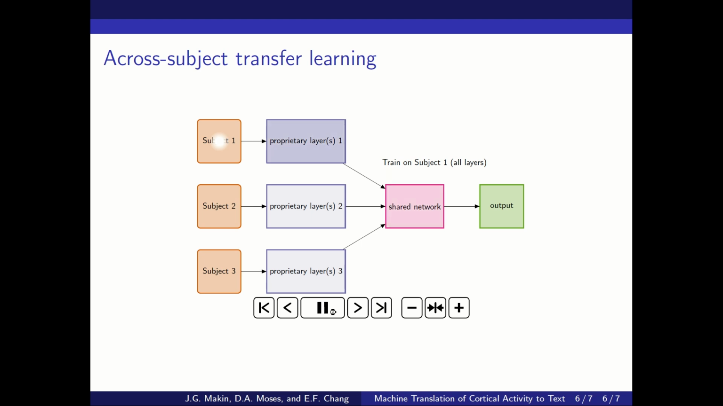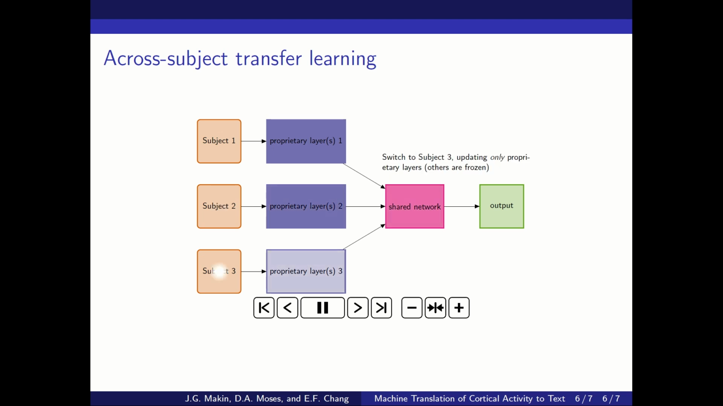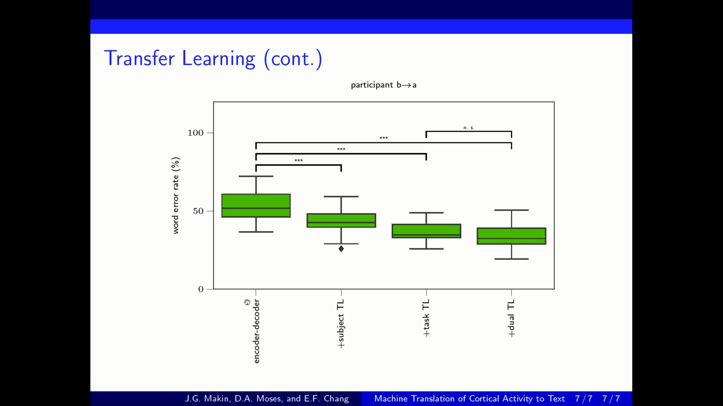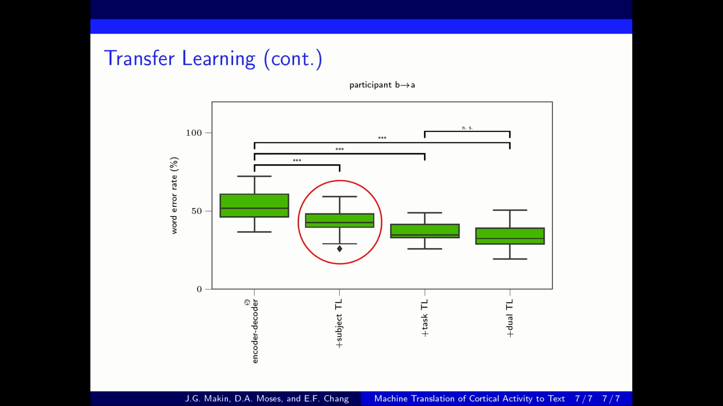Is it possible to pool data across subjects and achieve better results? For example, we might assign each participant a proprietary layer in the network, but train a common portion under all participants' data. And indeed, this subject transfer learning lowers error rates by about 20%.